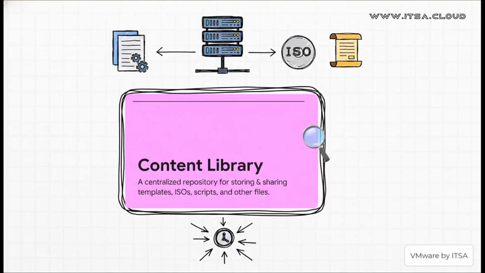Okay, so what is a content library? Think of it as a centralized repository, and that just means it's one single organized place to store all your important stuff. We're talking not just your VM templates, but also your ISO files, your application templates, even scripts, basically everything you need for consistent deployments all in one spot.